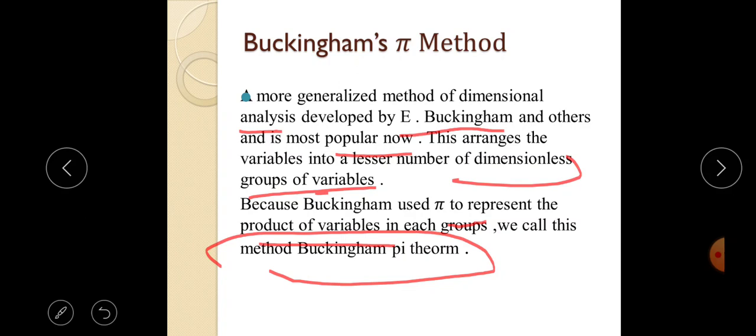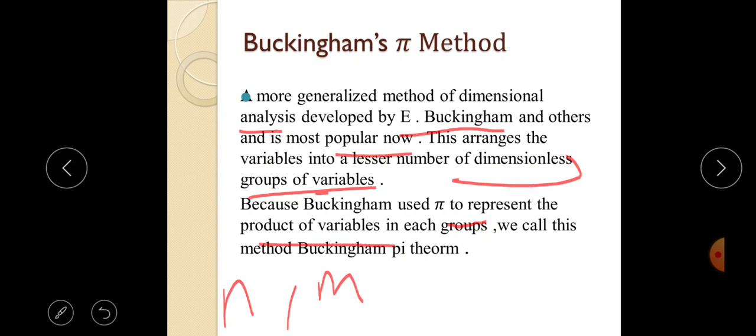According to this theorem, if there are n dimensional variables in any physical problem, in a dimensionally homogeneous equation described by m fundamental dimensions, then they may be grouped in n minus m dimensionless groups. Buckingham referred to these dimensionless groups as pi groups, so we call this Buckingham's pi theorem.